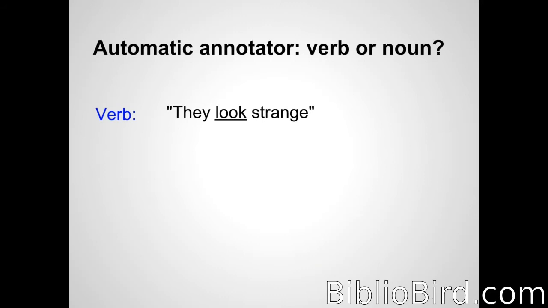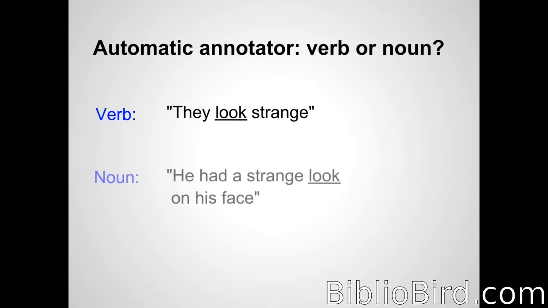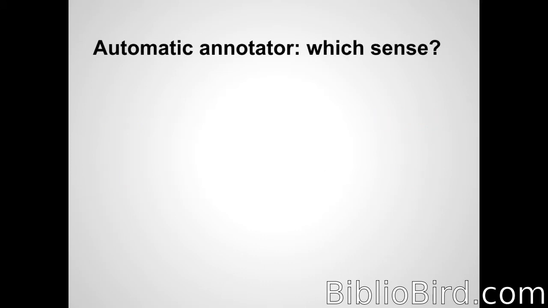For example, if it encounters the word look, is it the verb, as in they look strange, or is it the noun, as in he had a strange look on his face? They're probably translated totally differently in a foreign language, like they are in Polish, to either wyglądać or mina. And if it is the verb, how does Bibliobird know which meaning is being used?